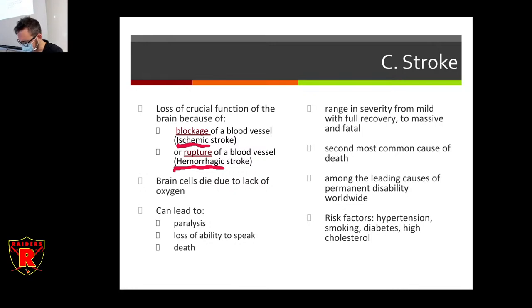Do I have this? Maybe I have this on a different page. I thought I had a list of symptoms. Might be on a different page.